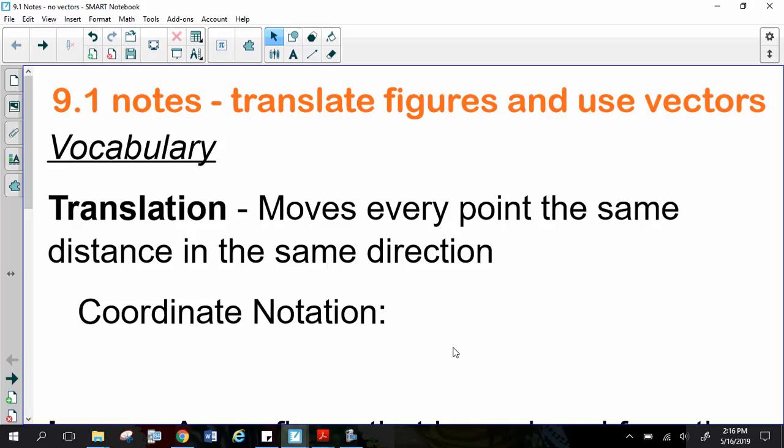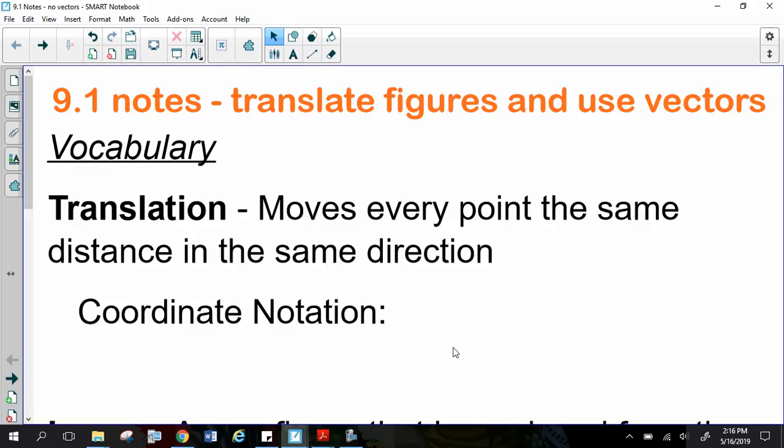So we're going to go through this vocabulary, and remember that you can pause the video at any time if you need more time to write something down, or you can go back to something if you need to hear it again. So a translation moves every point the same distance in the same direction. So it can be thought of as like you're sliding something. So it's all going to stay the same size. You're just moving everything in the plane.